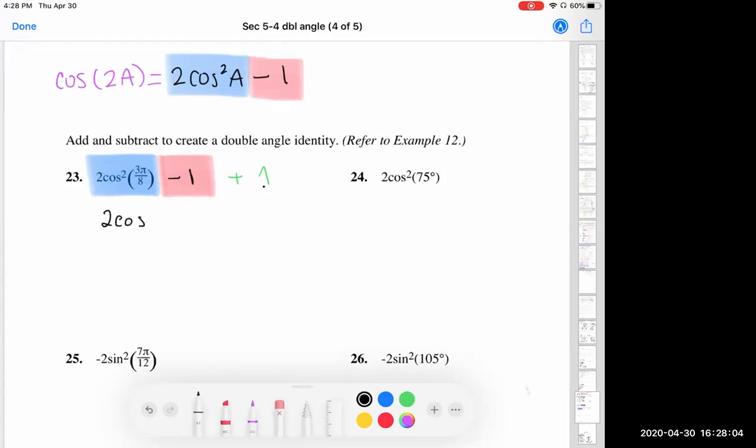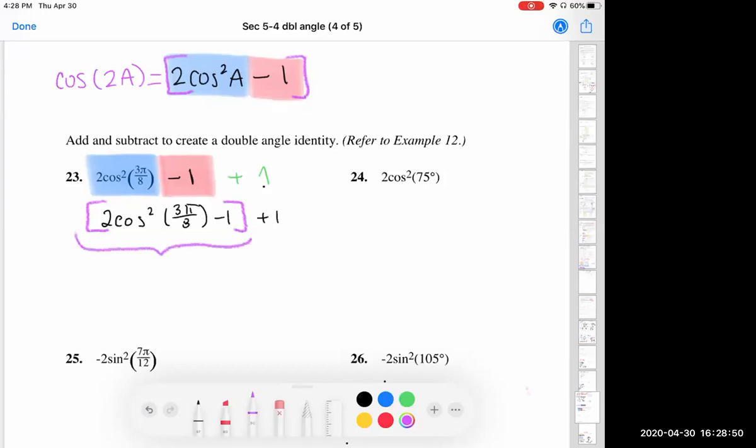We have 2 cosine squared of 3 pi over 8 minus 1 plus 1. So what we did was we wrote a minus 1 and a plus 1. We didn't change the value of it because we didn't add anything. Plus 1 minus 1, you're not changing it, you're just writing things. We write this so that it can look like what we have above: 2 cosine squared of a number minus 1. Cool. Let's focus on just this part.